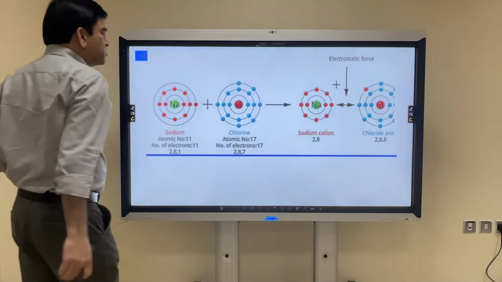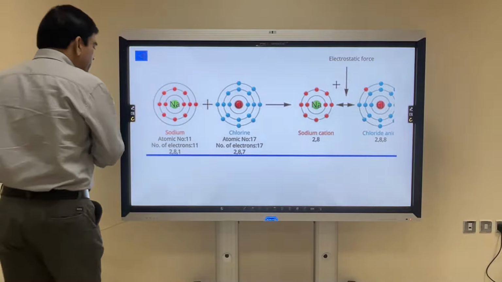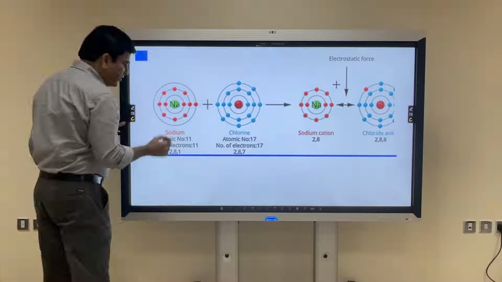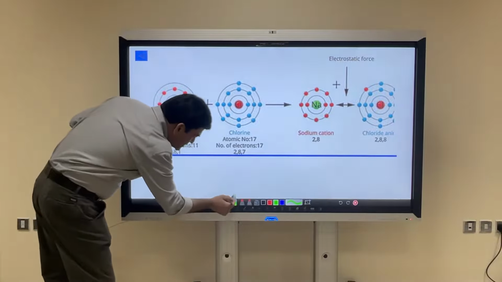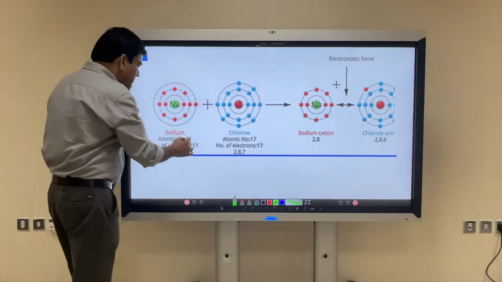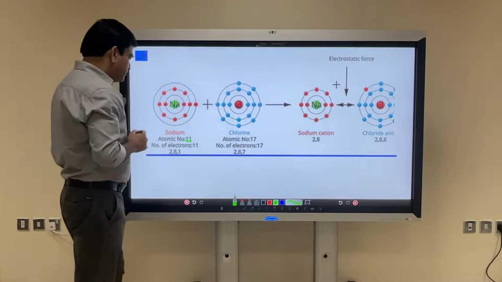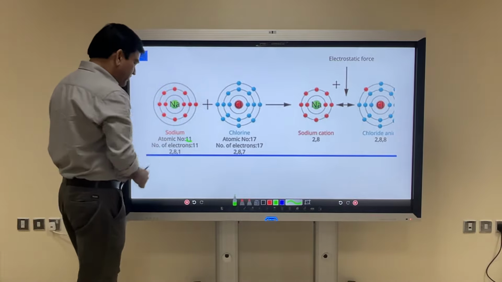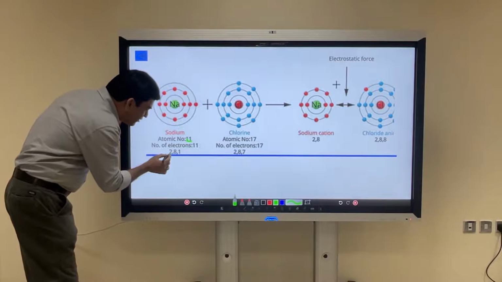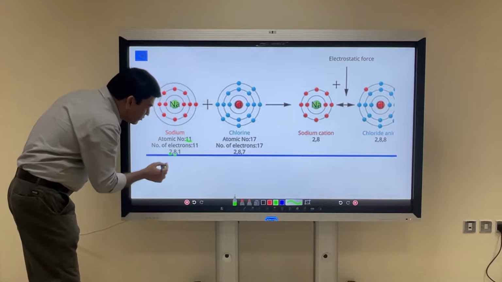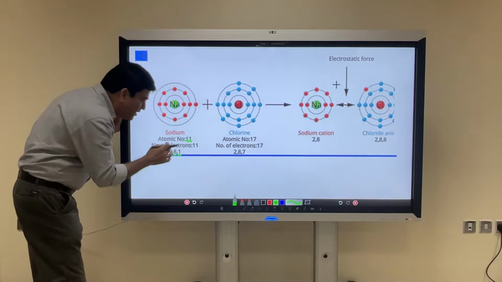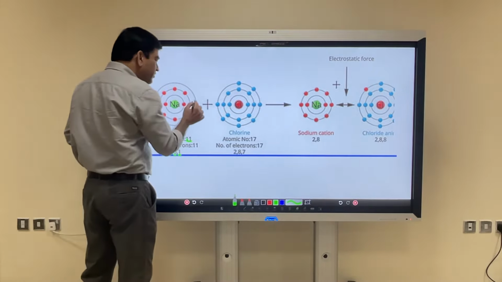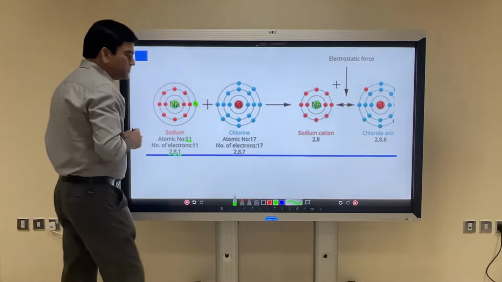Now you can combine them together. Sodium has atomic number how much? 11. Sodium has atomic number 11. It means it has 11 electrons and 11 protons. In the first shell, it has 2 electrons. In the second shell, it has 8 electrons. In the third shell, it has 1 electron. So we can say it has excess of 1 electron over here.